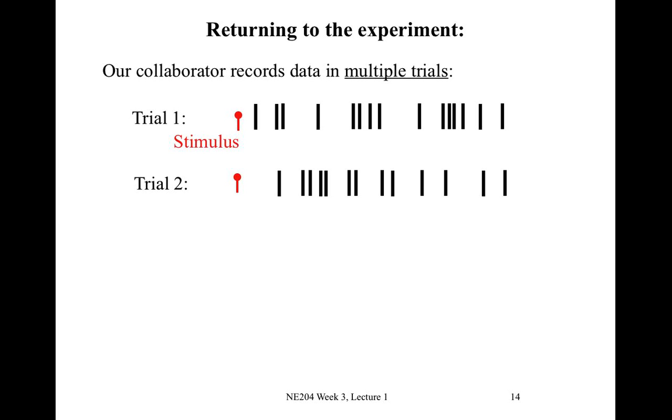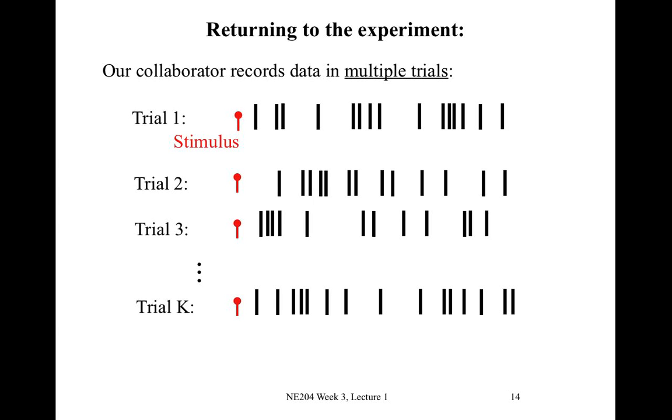This experiment is then repeated. The same stimulus is delivered. We record another spike train. This is repeated in trial 3, and so on, all the way up to trial K. So in these series of notes, we'll use these red symbols to indicate the stimulus delivery, and then we have our responding spikes. So this is the spike train in response to this stimulus.